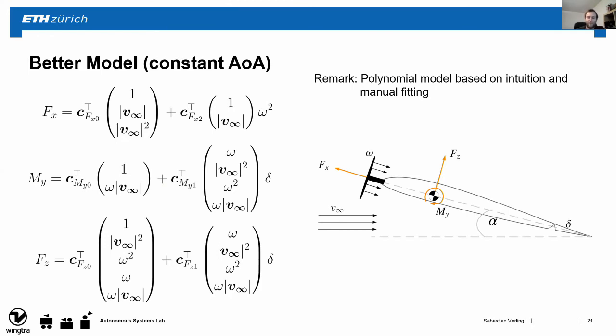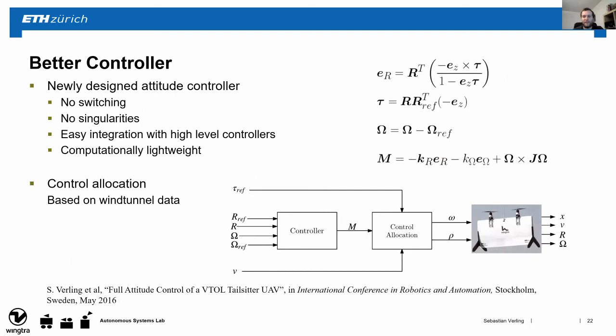Okay, so after having this new model, we also needed to design a better controller, because the previous one could only handle hover. The design choices that we made for this new controller were that it shouldn't do any switching, as I mentioned before, but it also cannot have any singularities. So we cannot use Euler angles, for example, that have a singularity at 90 degrees pitch if you use the 3-2-1 Euler angles. We also wanted to have an easy integration with high-level controllers, and very importantly, it has to be computationally lightweight, as it's running on a small microcontroller.